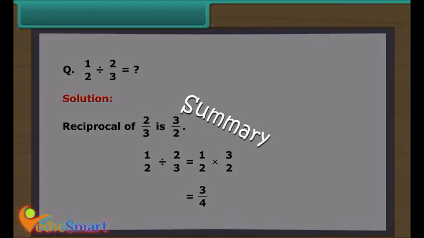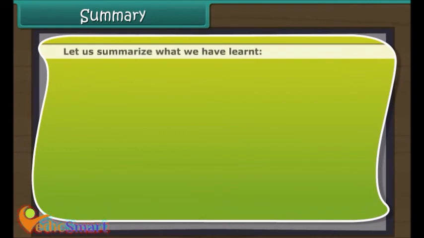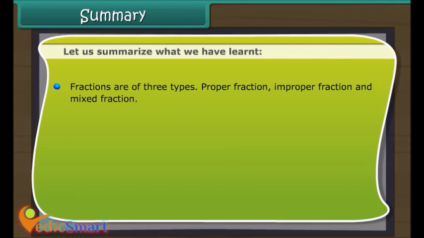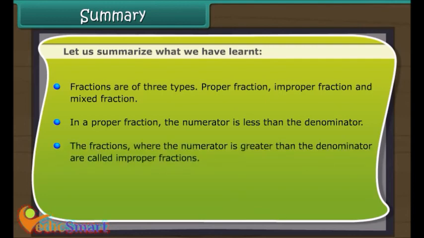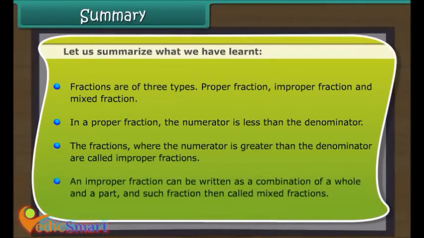Summary. Let us summarize what we have learned. Fractions are of three types: proper fraction, improper fraction, and mixed fraction. In a proper fraction, the numerator is less than the denominator. The fractions where the numerator is greater than the denominator are called improper fractions. An improper fraction can be written as a combination of a whole and a part, and such a fraction is then called a mixed fraction.